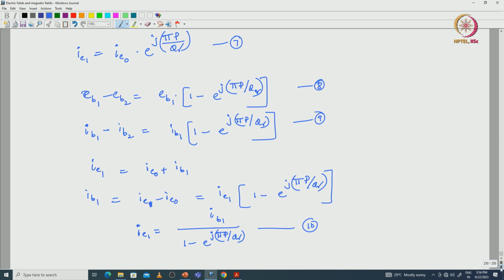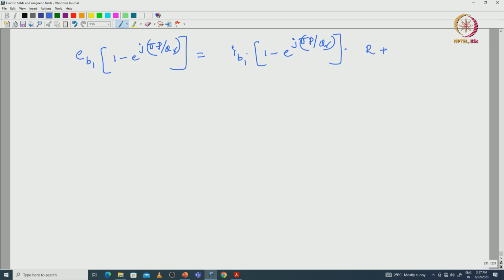By substituting equation numbers 8, 9, 10 in the KVL equation, we can get the EB1 equation: EB1 into 1 minus e power j pi into p by qr is equal to IB1 into 1 minus e power j pi into p by qr, into R plus RB plus j omega LB, plus 2 into IB1 divided by 1 minus e power minus j pi p by qr, into Re plus j omega Le.